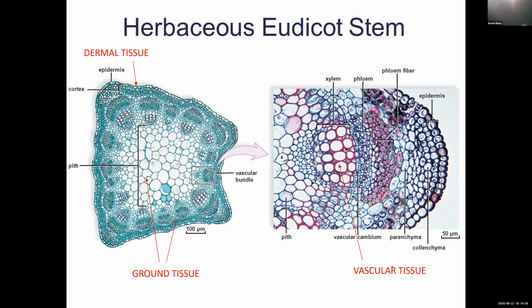And plants, again, are simpler than animals. They have 3 different kinds of tissue. They have dermal tissue, they have ground tissue, and they have vascular tissue. The vascular tissue we're going to see occurs in these groupings or bundles. And the function of the vascular tissue is transport.